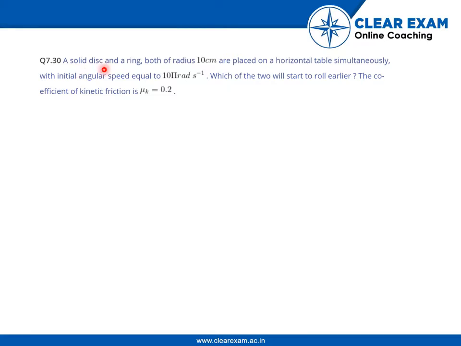A solid disk and a ring, both of radius 10 cm, are placed on a horizontal table simultaneously with initial angular speed equal to 10 pi rad per second. Which of the two will start to roll earlier? The coefficient of kinetic friction is given by mu k equals 0.2.